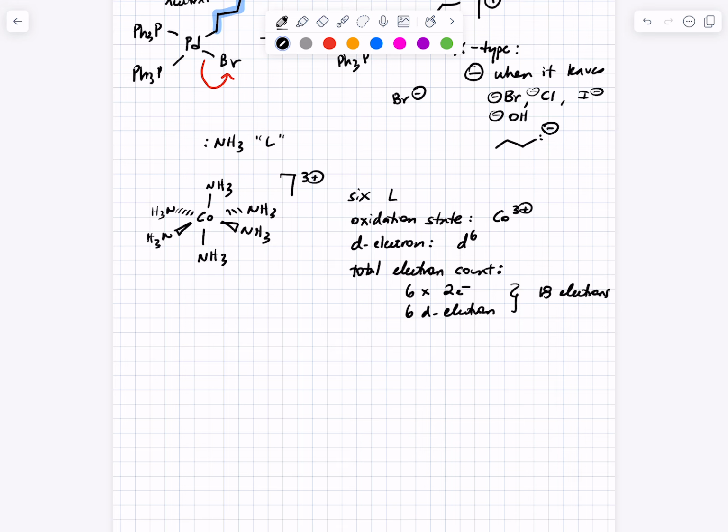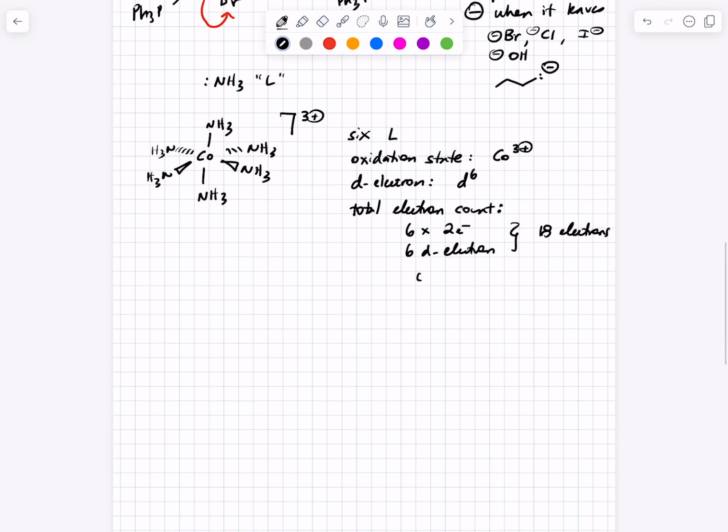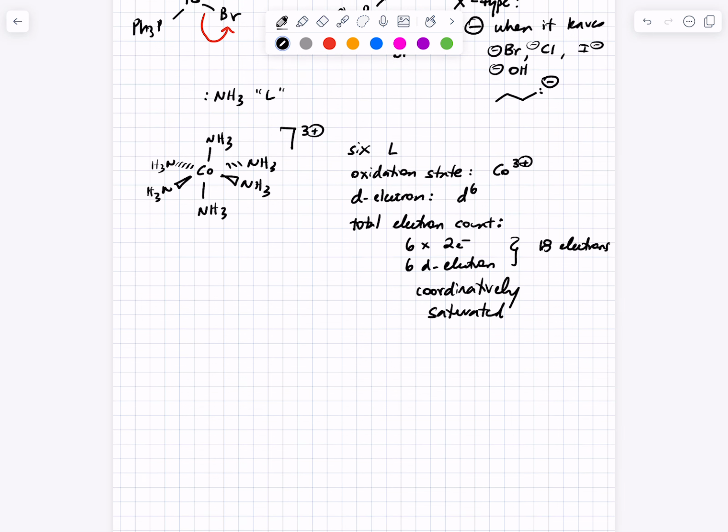You've learned about the octet rule, and for transition metals, they have an expanded octet, but there's still a limit, and the limit is 18. If you have 18 electrons, you get a noble gas configuration. All of the orbitals are filled. And so we will call this complex coordinatively saturated, meaning there's no additional space for more ligands. There's as many ligands on there as you can possibly get. You might have looked at that cobalt and said, why don't I throw on a couple more ligands? And the answer is there's no space for them because you've already filled the 18 electron limit.